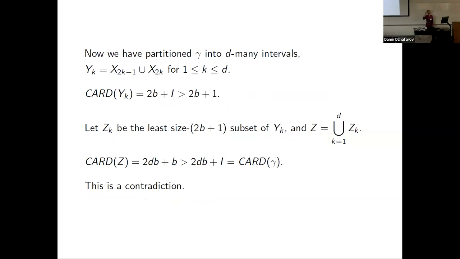Literally, what you can do is, if something has size at least 2b plus I, then it has a finite subset of size 2b plus 1. And we can computably find the least finite subset of that size for every one of these intervals and take their union. And then we get something of size 2db, that's a misprint, 2db plus p. That's contained in gamma. And gamma has size 2db plus I, which is smaller. And that's a contradiction.